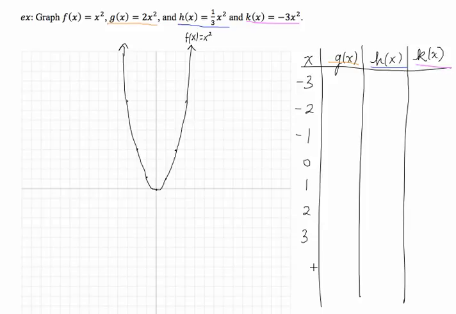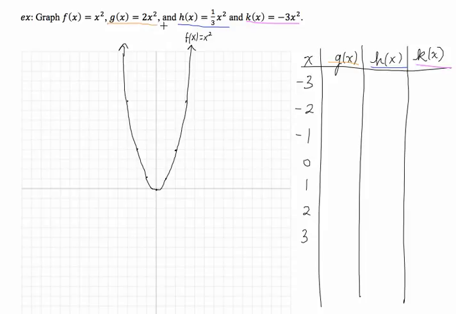Okay, for g of x, well, from here you just plug in points, and I think it's very important that you do this by hand so that you really see and get a good understanding of how these numbers are affecting the graph of x squared. If you graph them on a calculator, you're not going to understand as well.